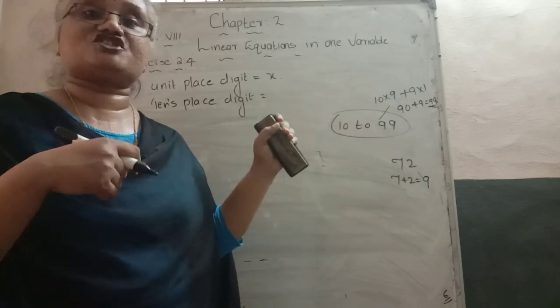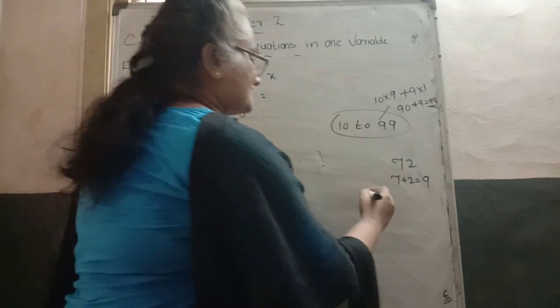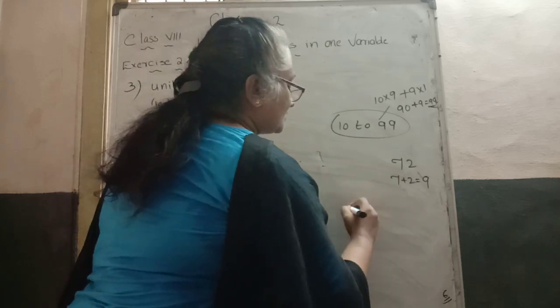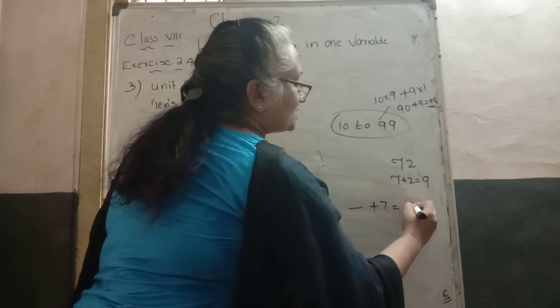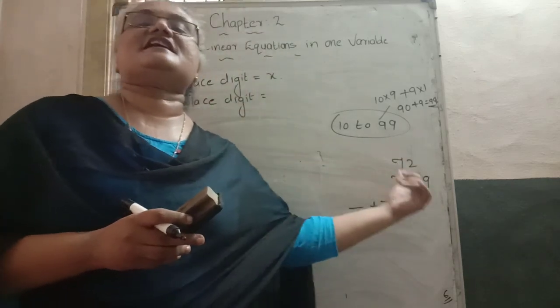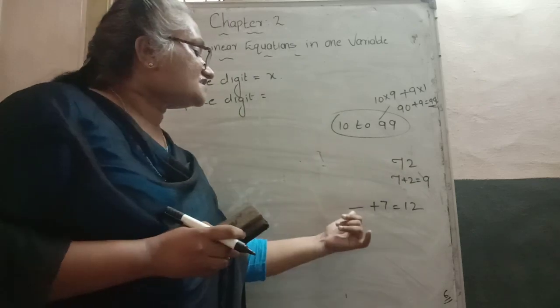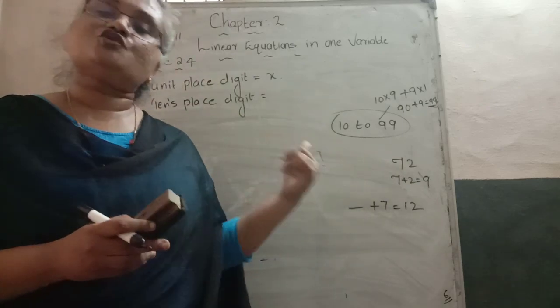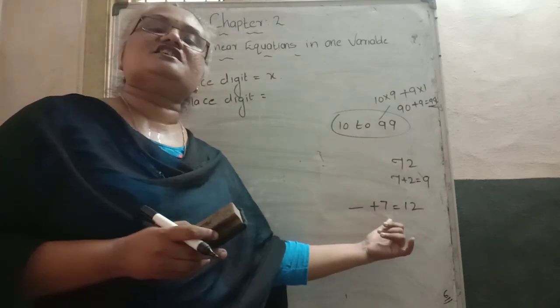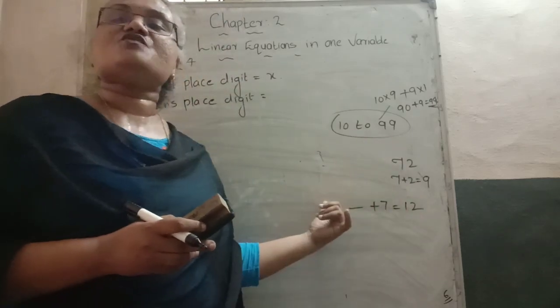Adding time, the result is given as 9. Suppose one example here: blank plus 7 is equal to 12. When 7 is added to one number, we get a result of 12. The question asks what the first number is. How do we find it? The given result is subtracted by the given number, and we get the first number.